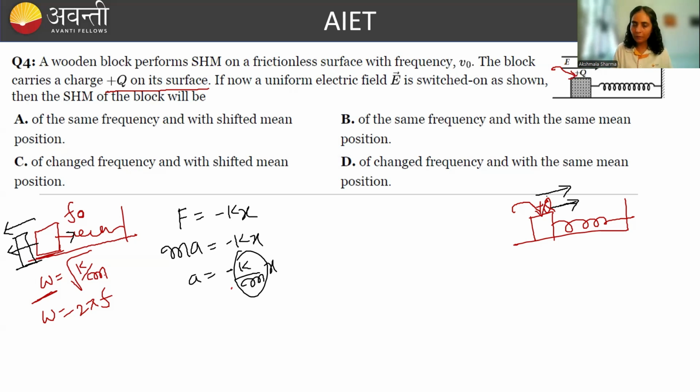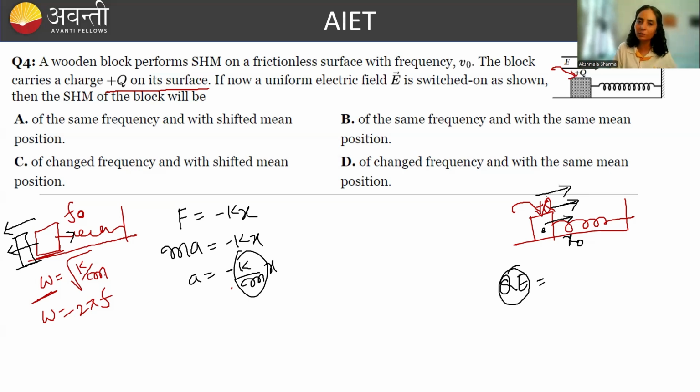So what will happen? Electric force will act. How much electric force? QE. And when this force acts, this block will move in this direction. Say it moves by a distance x naught. If it has moved by distance x naught, after that it gets stopped. Why will it get stopped? Because its electric force is QE, and because of this force, this block will move towards the spring.